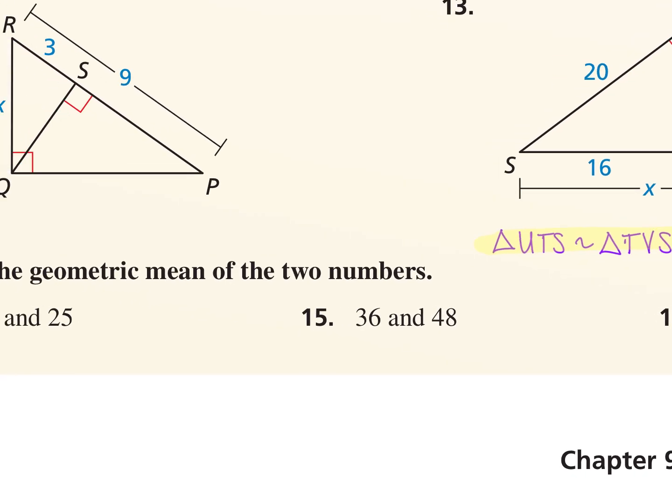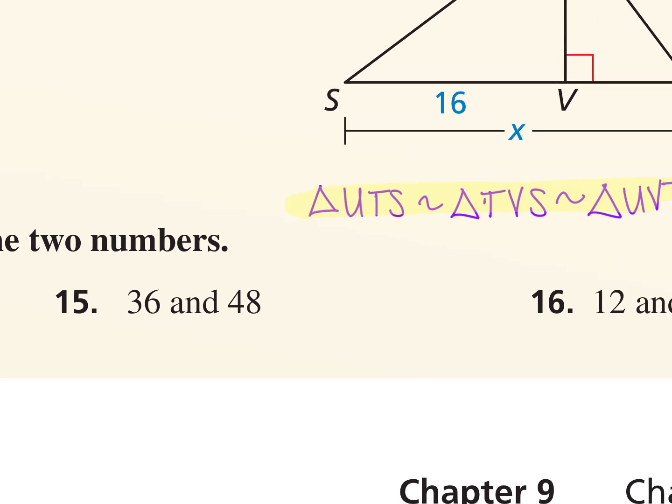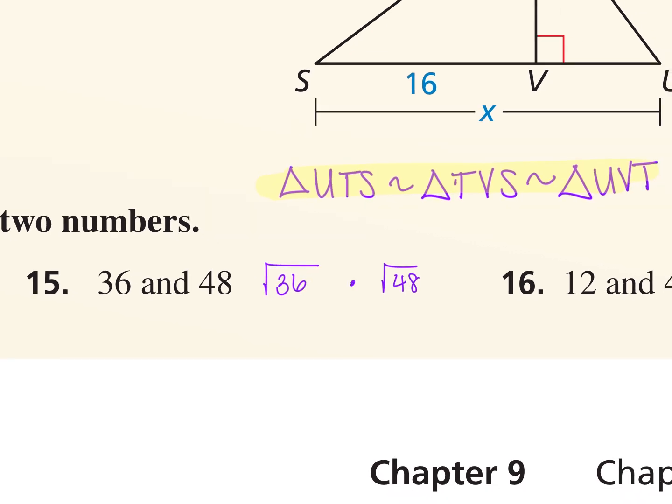All right, now going to 15, find the geometric mean for these numbers, 36 and 48. All you're doing is square rooting them. The square root of 36 and the square root of 48. Yes, they are being multiplied. The square root of 36 is pretty easy. That's a perfect root. It's just going to give me 6.